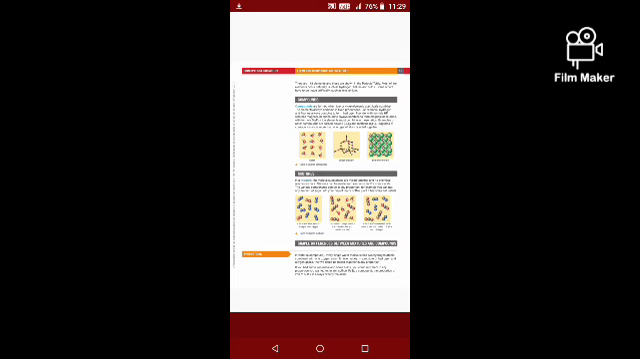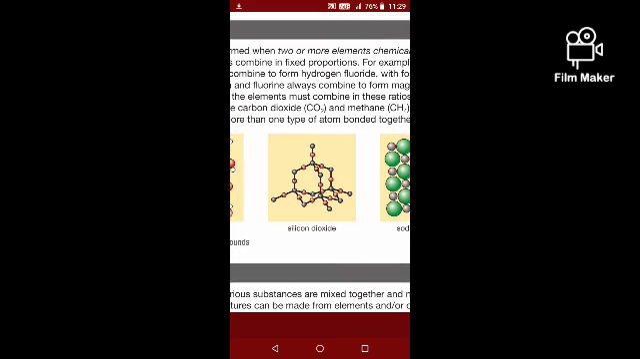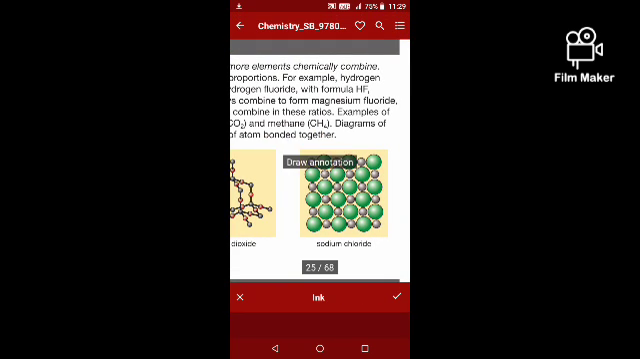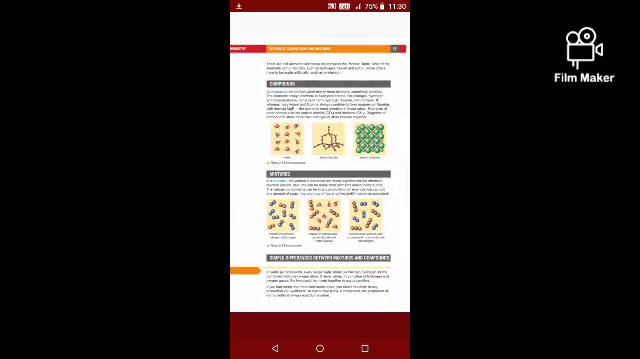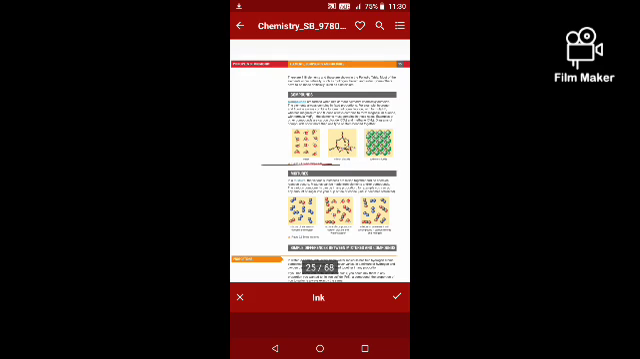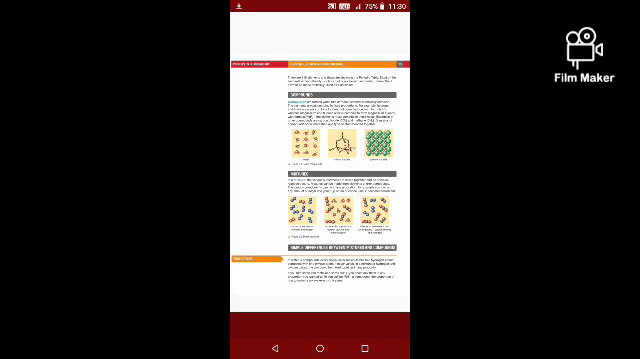Examples of other compounds are carbon dioxide and methane. As you can see in the brackets, CO2: one carbon and two oxygen atoms combine chemically and form carbon dioxide. Likewise here, CH4: one carbon atom and four hydrogen atoms combine chemically to make methane. Diagrams of compounds show more than one type of atom bonded together. As you can see here, water, silicon dioxide, sodium chloride. These are some compounds.